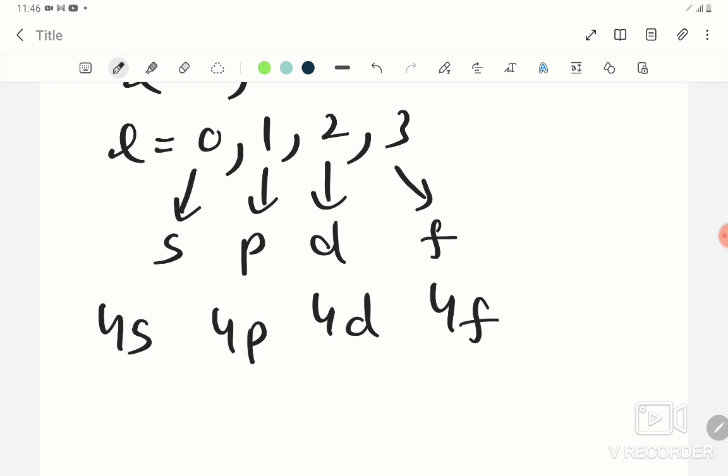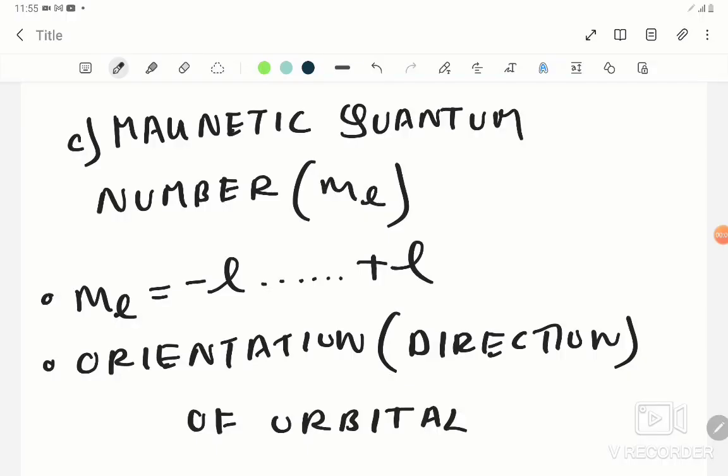Now let's move ahead to the next quantum number. Yes students, the next quantum number is magnetic quantum number ml. Guys, the values of magnetic quantum number ml start from minus L and they will end at plus L, where L is angular quantum number. इसका मतलब guys, the values of magnetic quantum number are dependent on angular quantum number. Now guys, magnetic quantum number tells us about orientation or direction of orbital. Now guys, how does it tell us about direction of orbital? Let's observe this through various cases.